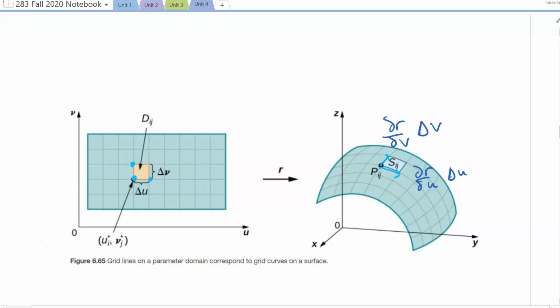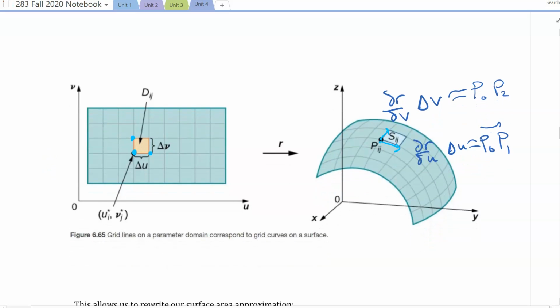All right, and what we saw in our previous video was that we can approximate the vector that connects the point P sub 0 to P1 by this partial derivative vector times delta U, and we could approximate the vector connecting points P0 to P2, which is the lower left and the upper left corner there, by this partial derivative vector with respect to V times delta V. So we're doing a double approximation here. But as delta U and delta V shrink to 0, these approximations will improve, and the error will go to 0 also.